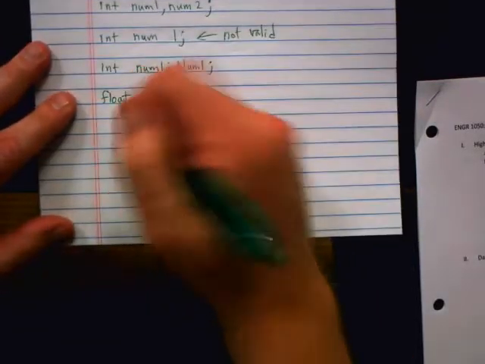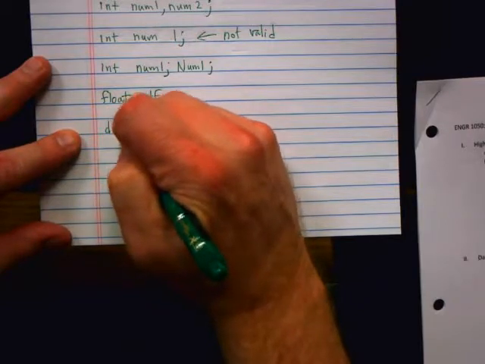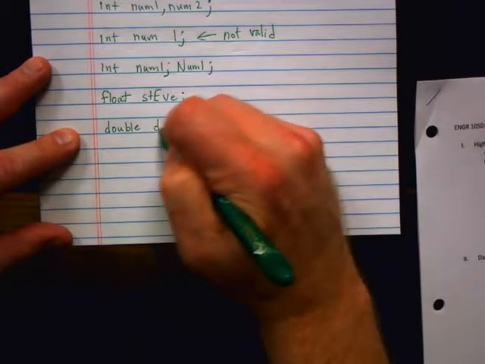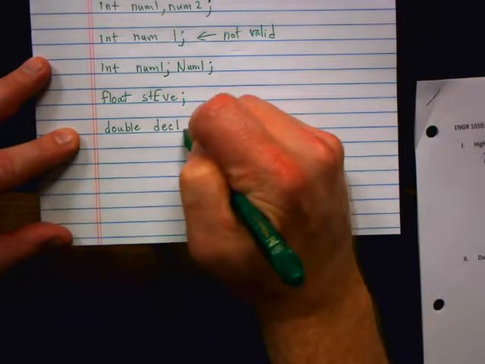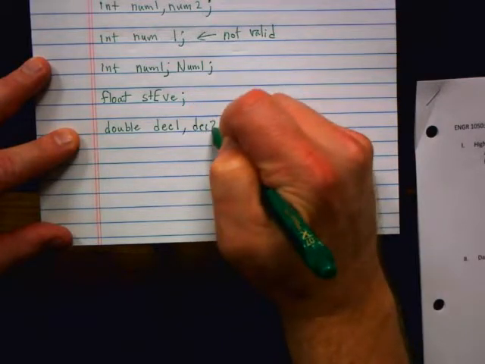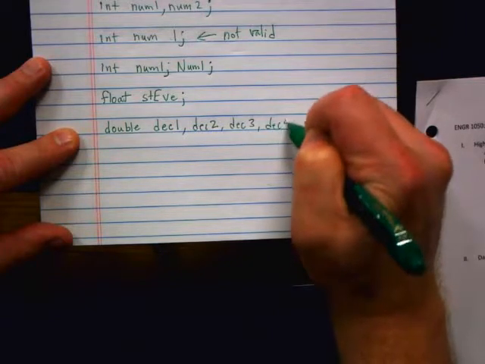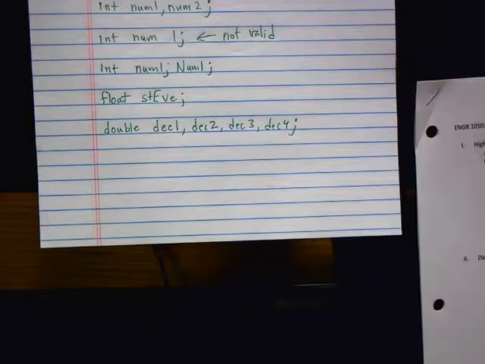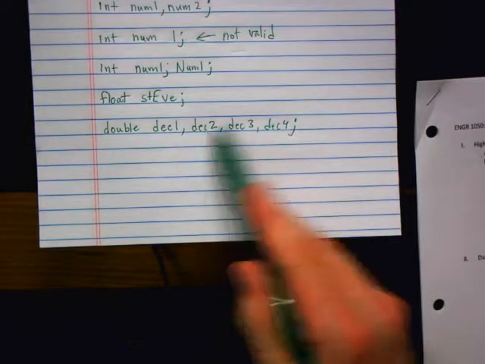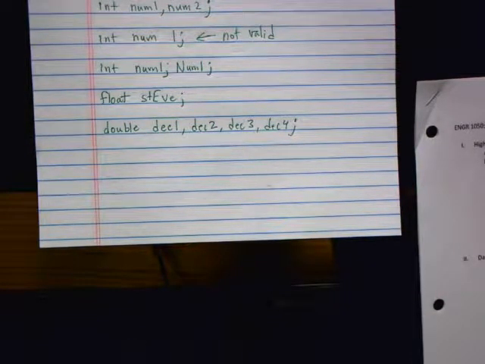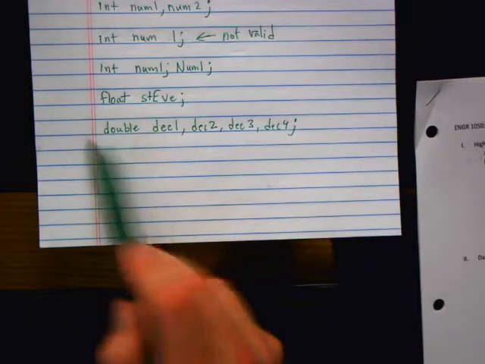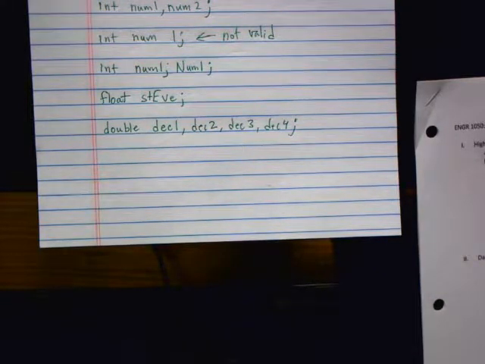Same sort of deal. You can go double, and then you can go decimal 1, decimal 2, decimal 3, as many as you need, decimal 4. So let's say you needed a program with 4 decimal variables. You might call them decimal 1, decimal 2, decimal 3, and decimal 4. That will create 4 variables, save place in memory, and the computer will know these are going to be variables that you can type decimals into.